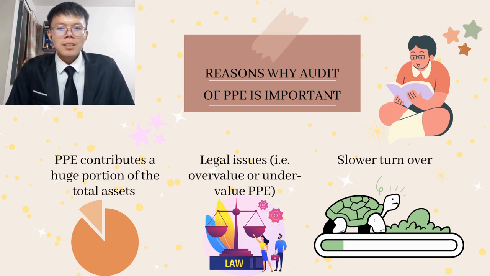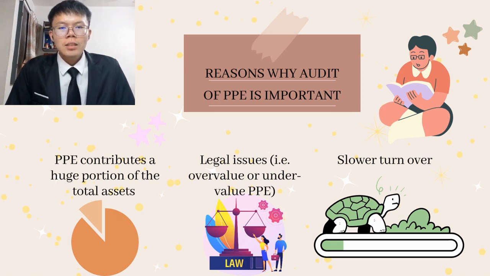PPE sometimes can be overvalued or undervalued because of the sophisticated process of measuring their costs or values. Also, PPE are turned over much slower compared to the current assets, since PPE are not held for sale, but current assets are. To such a degree, the auditors should audit the PPE accurately so that the users can easily consume the information provided.